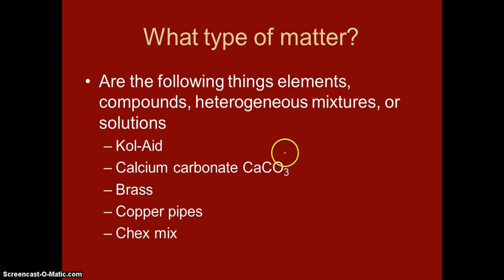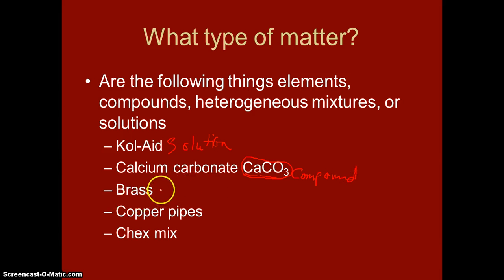All right, so hopefully you took a second and went back and looked. We'll go through and classify these really quickly. Kool-Aid would be a solution, or homogeneous. Calcium carbonate, you see how you have a formula here, CaCO3. That's telling you that you have these elements bonded together. That makes this a compound.